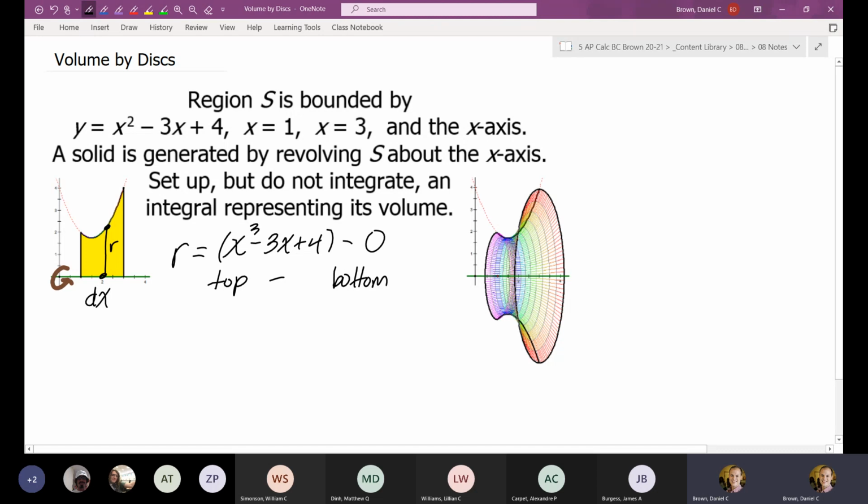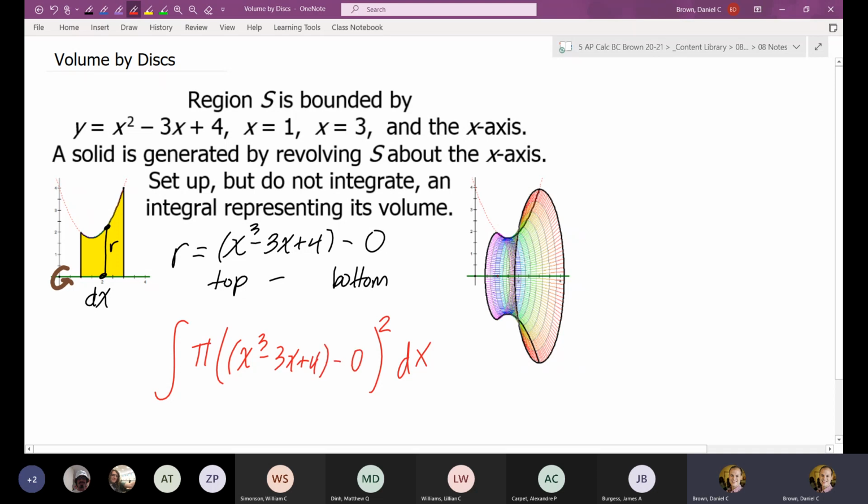All volumes of revolution have the same cross section. Since you're rotating it around, it's always going to be a circle. What's the area of a circle? The area of a circle is pi r squared. We already said we were doing this in terms of dx. What was r? R was this expression.